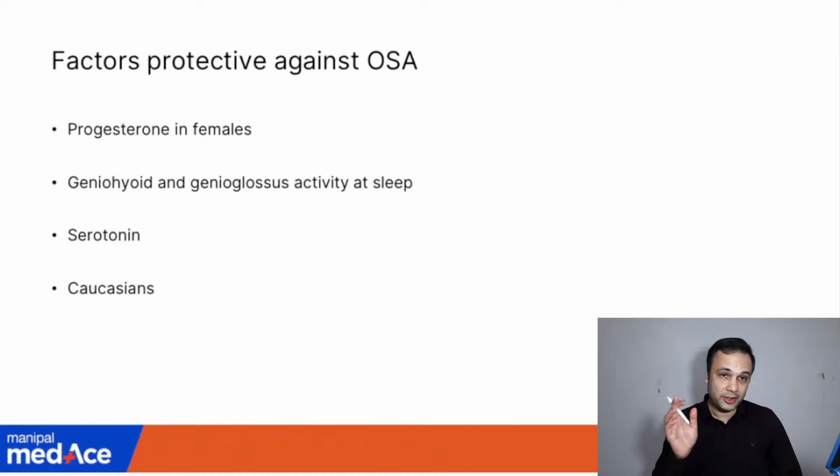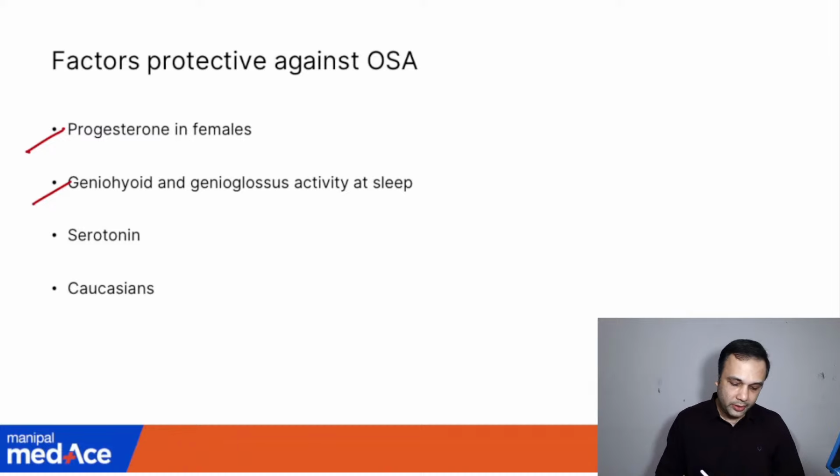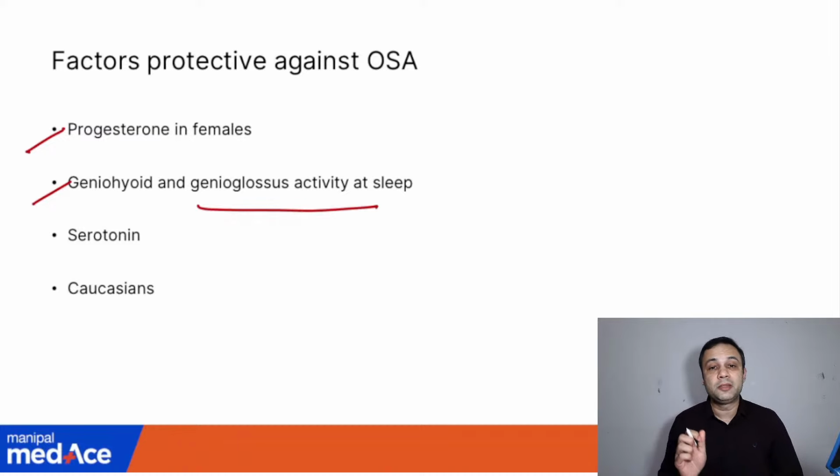What is protective? This is what you need to remember. You can have progesterone in females, geniohyoid and genioglossus activity. If these muscles are very active during sleep, they are protective against obstructive sleep apnea.